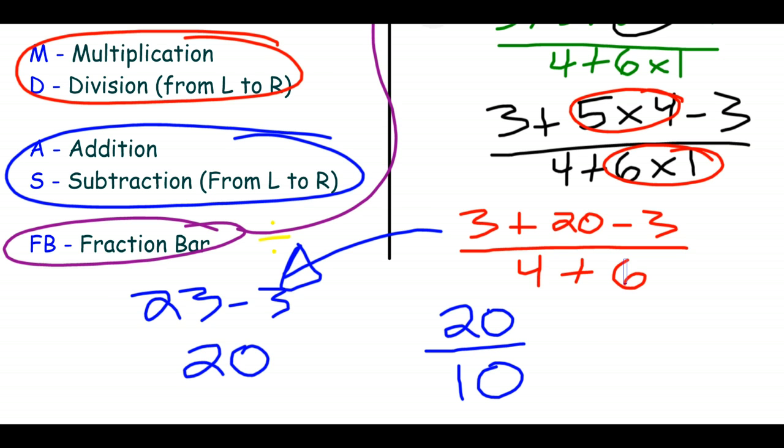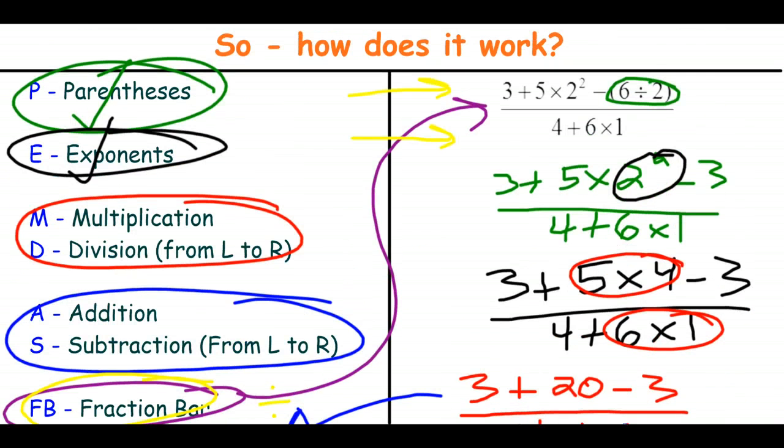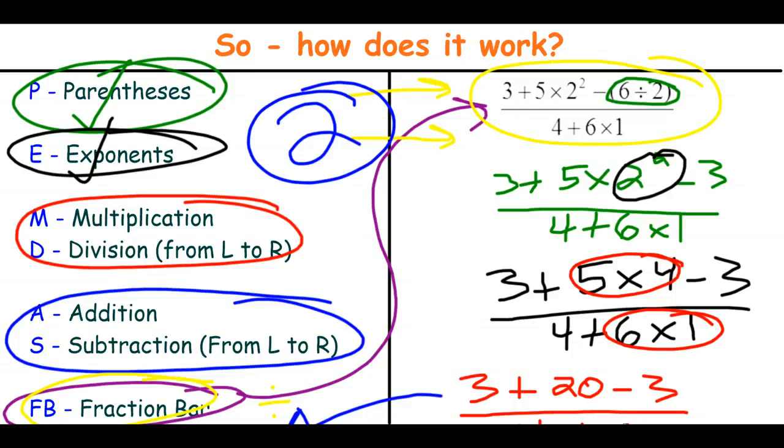And finally, we have our fraction bar. The fraction bar means divided by, in this case, so we have 20 divided by 10, and that gives us 2. So the evaluated form of 3 plus 5 times 2 squared minus, in parentheses, 6 divided by 2, all over 4 plus 6 times 1 eventually just boils down to 2. And that is the answer that we're looking for.